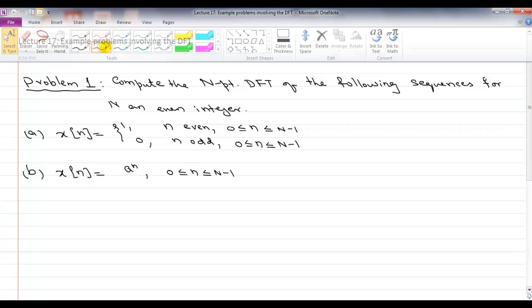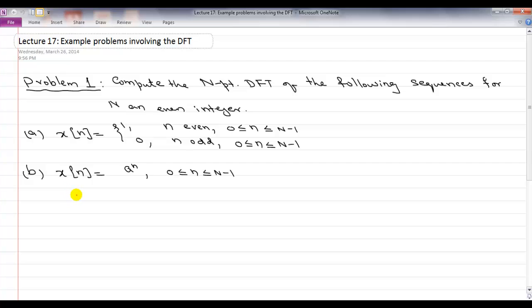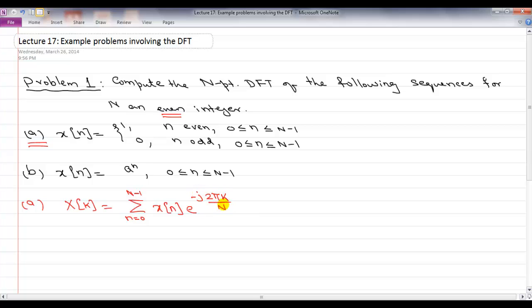Okay, we'll start our discussion with the first practice problem, which has two parts. This is a simple problem where we are given a length-n sequence x, starting with part A, where n is an even integer, and we are interested in computing the DFT. All we have to do is remember the DFT formula, which is X of k equals the summation n from 0 to N minus 1 of x[n] e to the minus j 2 pi k over N times n.